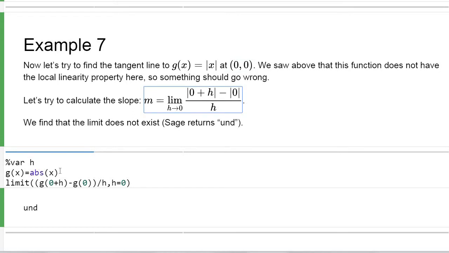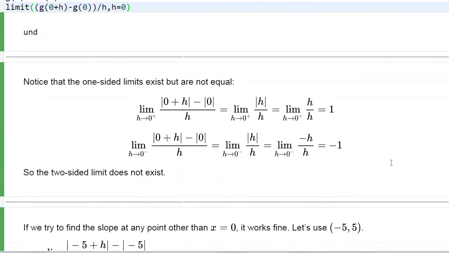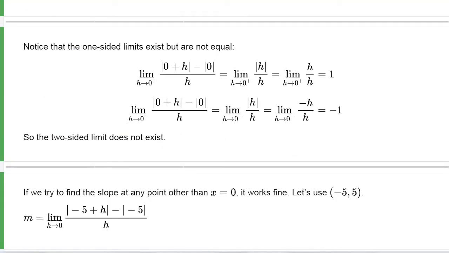So I define the function g. Here's the difference quotient now with g. I replaced the x sub 0 with 0, which is the given x value right up here. And Sage says und, which is a way of saying that that limit does not exist. The reason for that is because the one-sided limits are not the same. They both exist, but they're not the same.